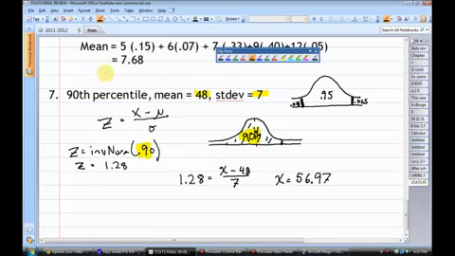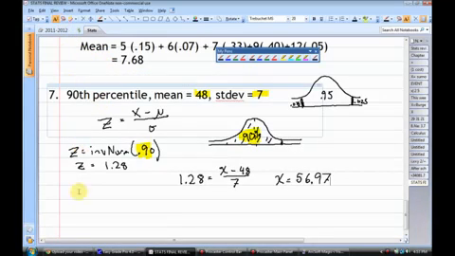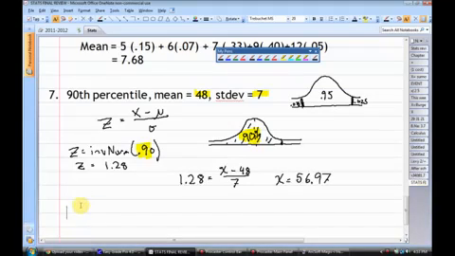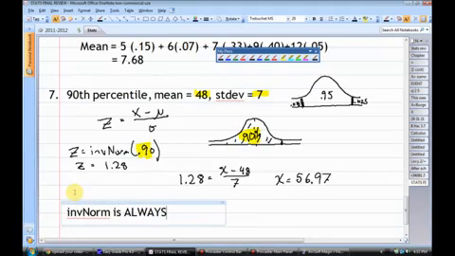Which one would you put as a calculator for everything to the right? Inverse norm? You would never. It's a very good point that Aaron brings up. Inverse norm is always area to the left. So is there something in the calculator that's the area to the right? There is nothing in the calculator that will do area to the right. So are we going to get any problems about the area to the right? You could. And then you would just reverse it and subtract from 1.